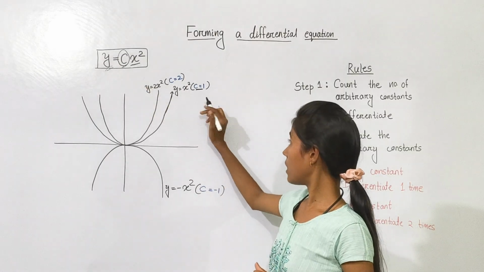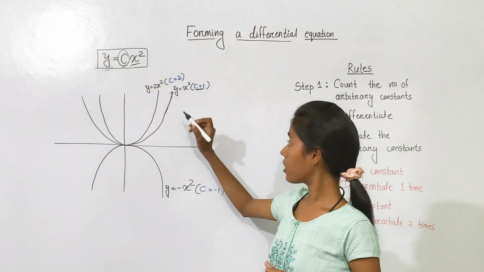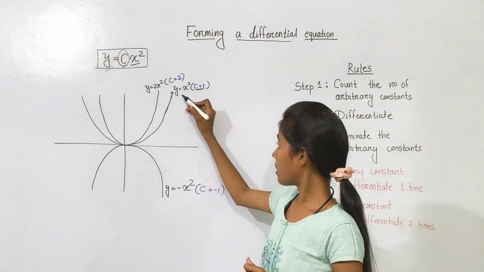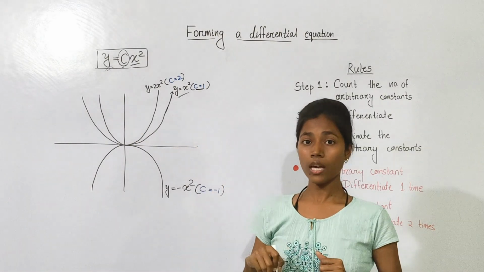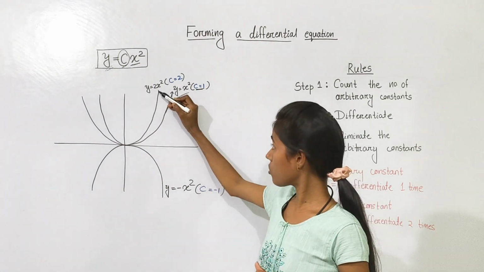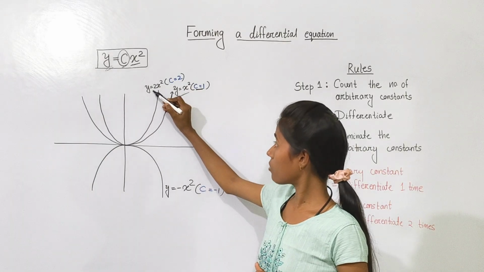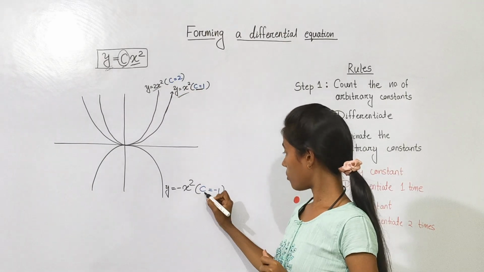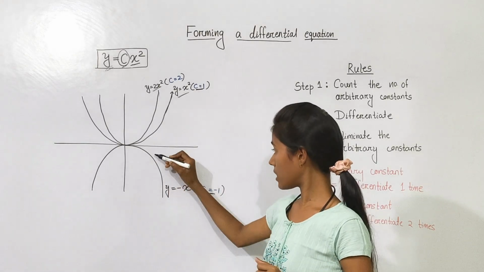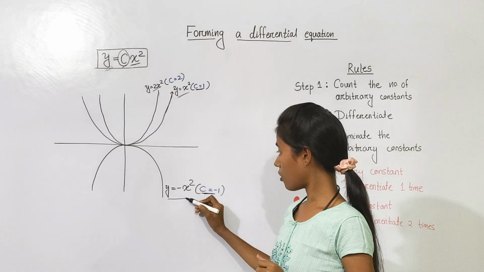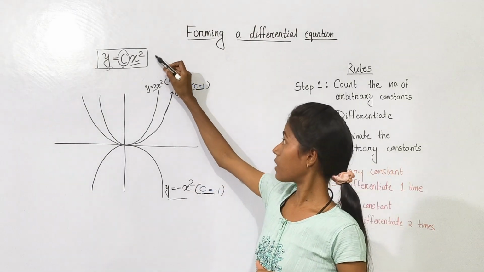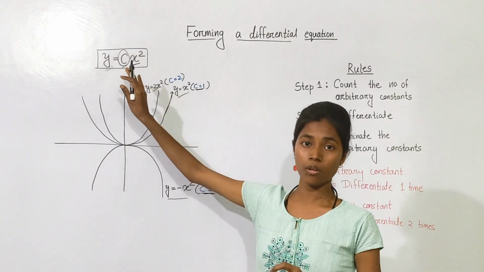Here you can see for c equals 1, you will get y equals x square. This curve represents y equals x square. Similarly, for c equals 2, this is your curve for y equals 2x square. Now come to here, where c equals minus 1, you will get this type of curve. This is the plot for y equals minus x square. So this represents a family of parabolas.